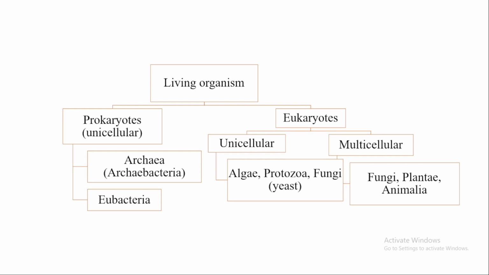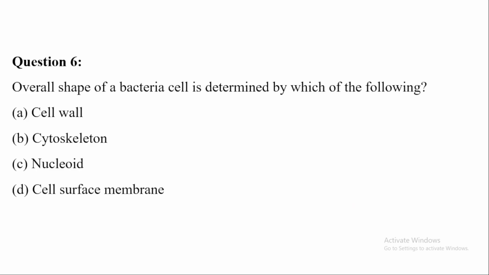So moving to the next question, question number 6. Overall shape of a bacteria is determined by which of the following? Cell wall, cytoskeleton, nucleoid and cell surface membrane. So which of the following components determines the bacterial structure? The answer is cell wall.